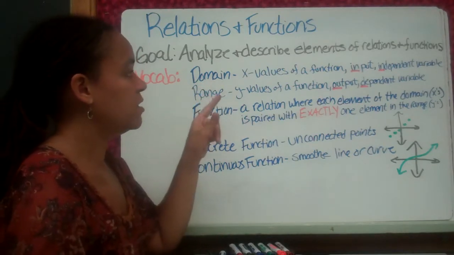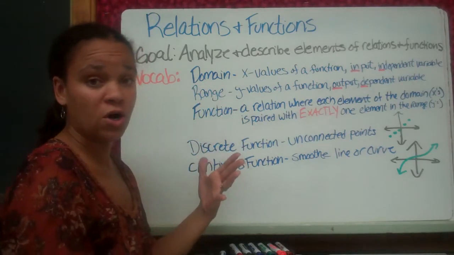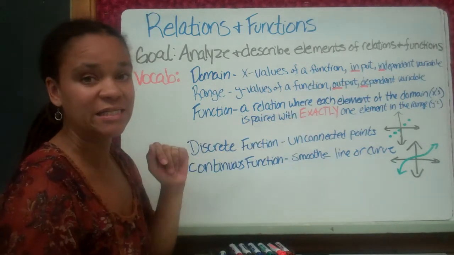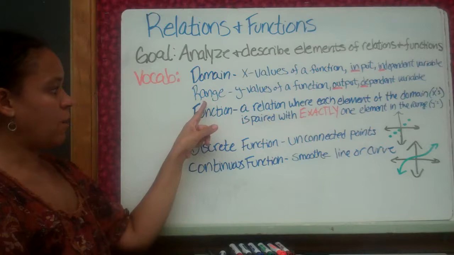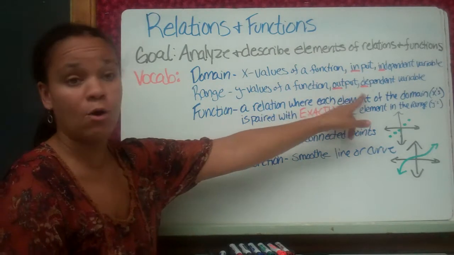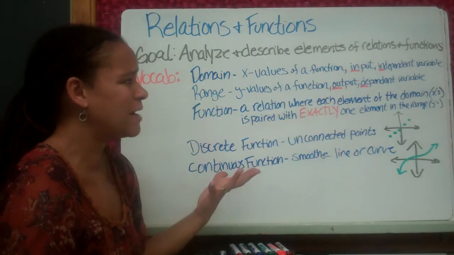So our domain, when we talk about domain, we're really just talking about the x values. You'll also hear them as input and independent variable. When we talk about range, we're talking about our y values. We'll also hear those as output and the dependent variable. What does that even mean?